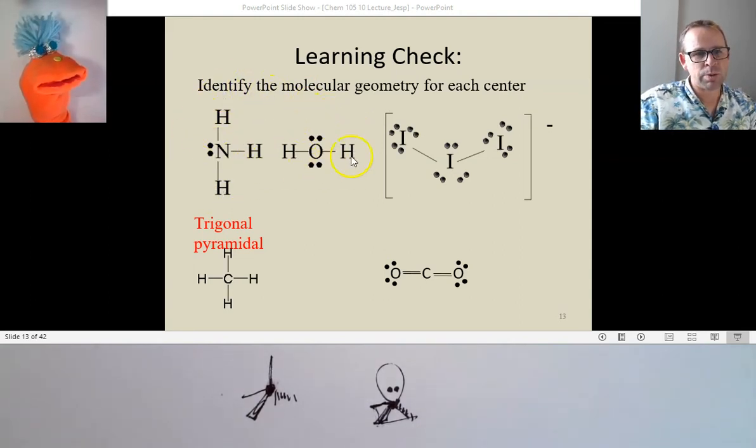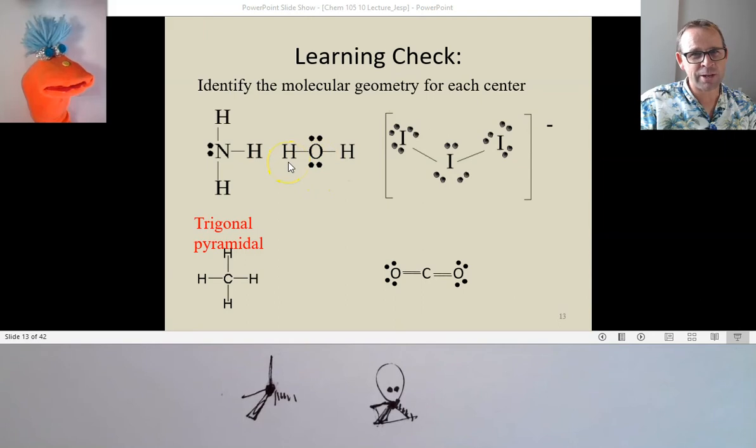Okay, how about this one here? What's the shape of this one? Is that linear? Okay, no, it's not linear. But before we just jump right into the shape, what is it we want to do? Oh yeah, we want to find the regions of electron density. There's 4 there. Okay, very good. So around the oxygen, I have 4 regions of electron density.